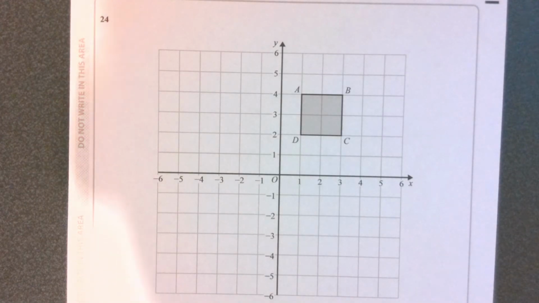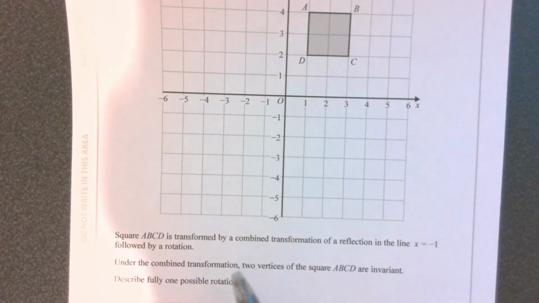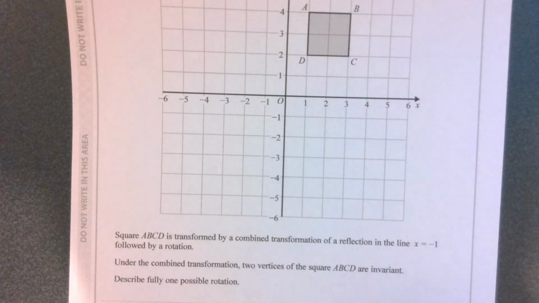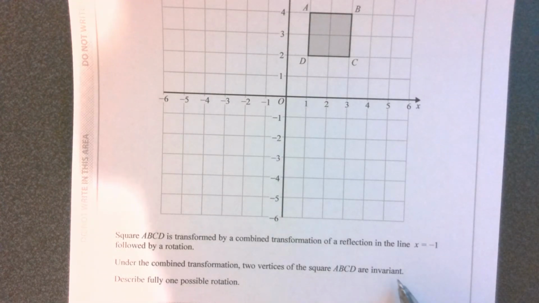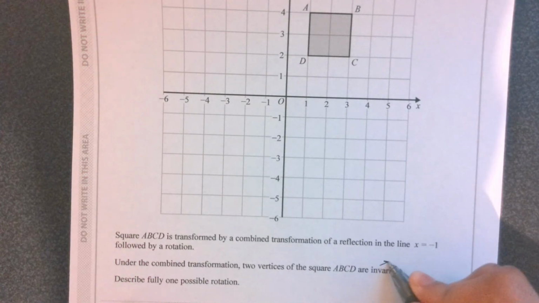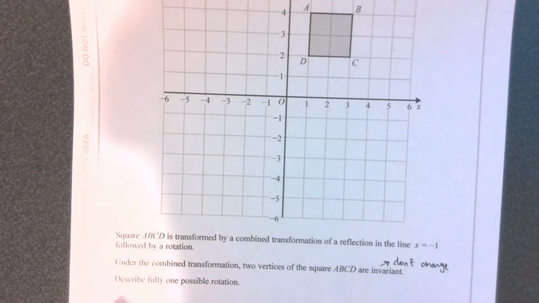Question number 24. We have here a square ABCD and it's transformed by a combined transformation of a reflection in the line x equals minus 1 followed by a rotation, and under the combined transformation, two vertices of the square ABCD are invariants. What does this mean? It means here that two vertices don't change, okay? So we have to describe fully one possible rotation.